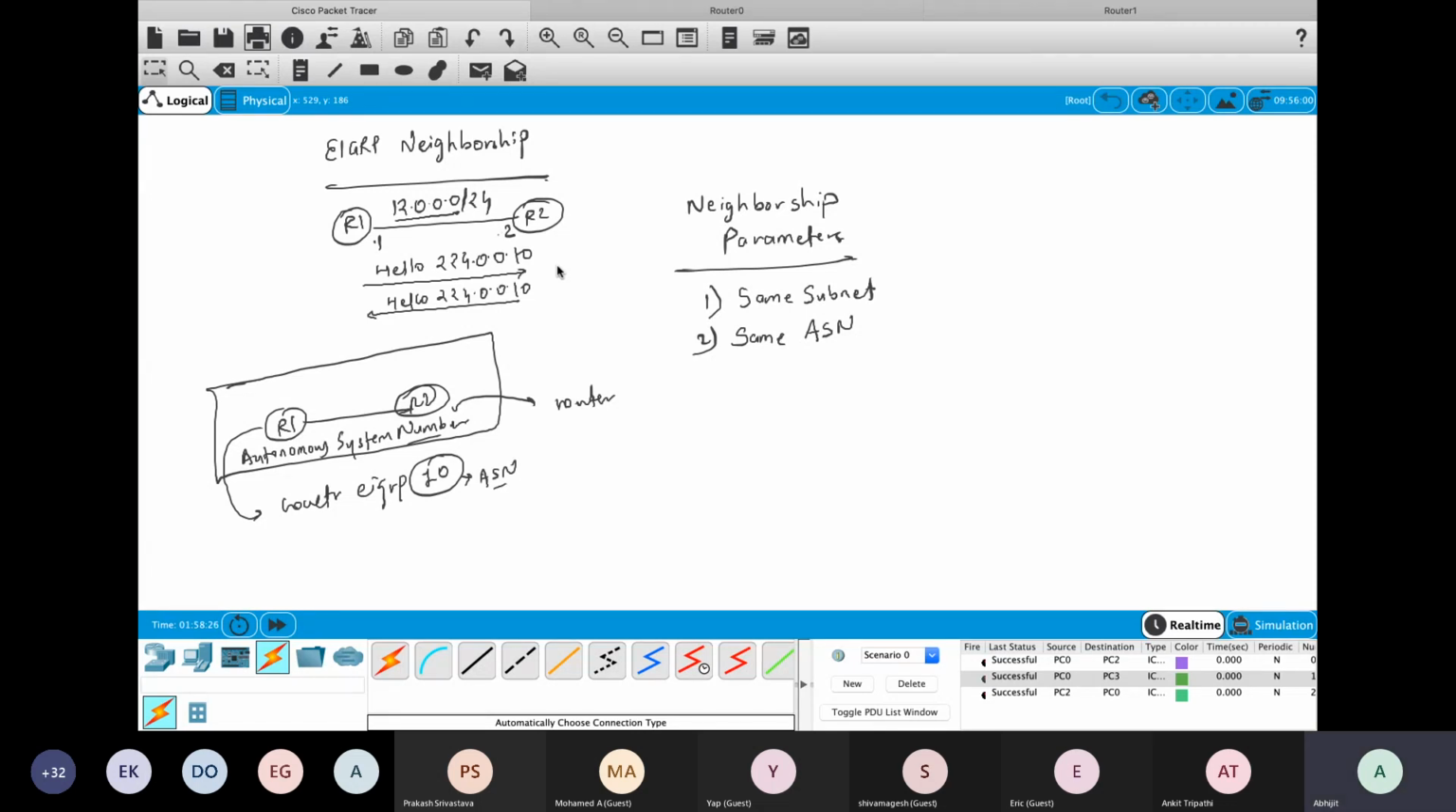Which means that for both the routers to be able to exchange the routes, they need to have the same autonomous system number configured on them. Do you understand that? So your routers are only going to become EIGRP neighbors if both of them have the same autonomous system number configured there. Okay, that's one of the conditions there.